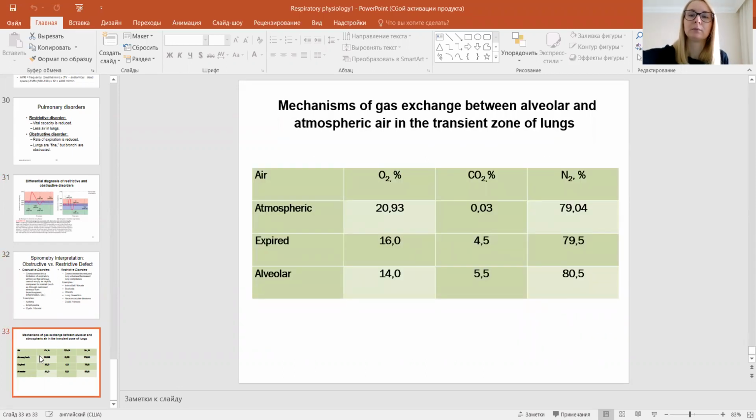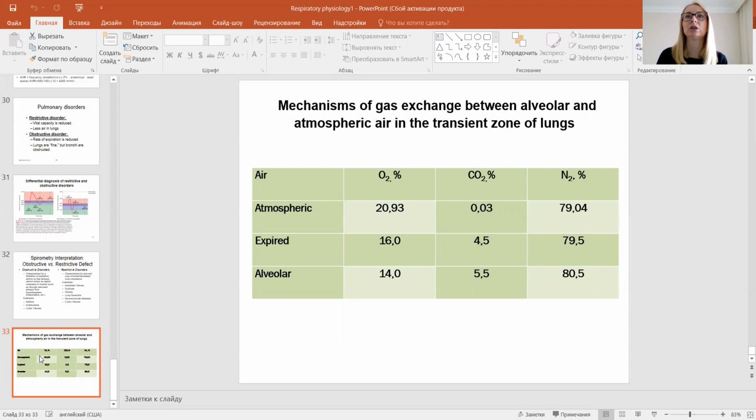And now the last subtopic for today's lecture is gas exchange between alveolar air and atmospheric air in the transient zone of the lungs. Gas exchange in this zone is realized due to both convection and diffusion. Since the total cross-sectional area of the bronchial tree increases with the bronchial level, the linear speed of airflow drops respectively.